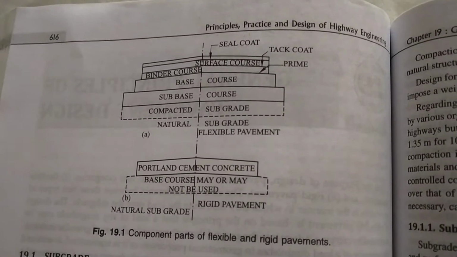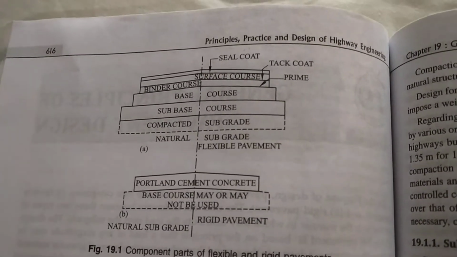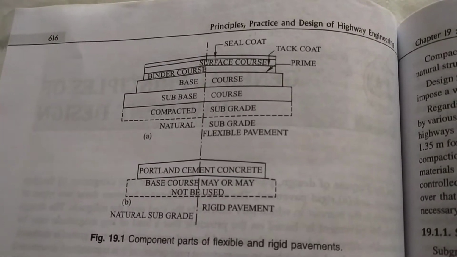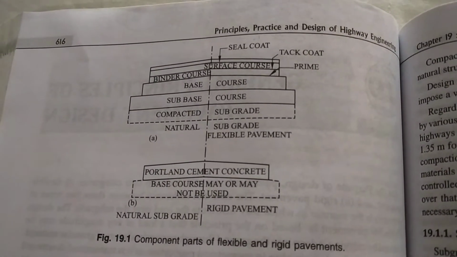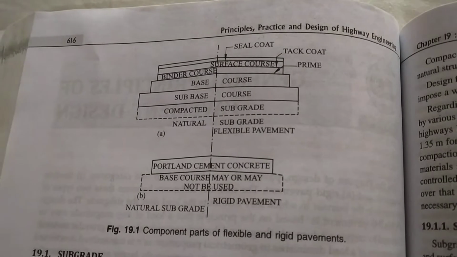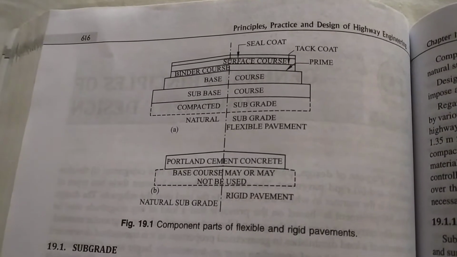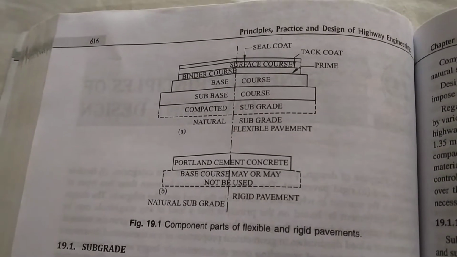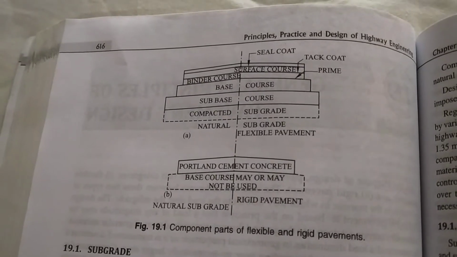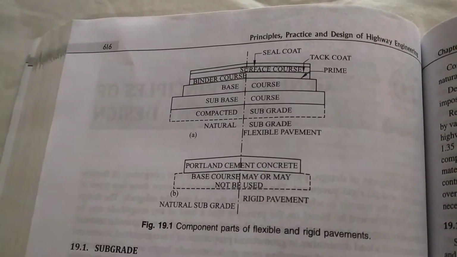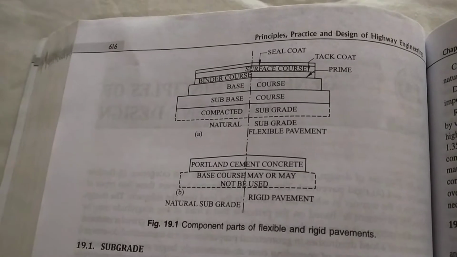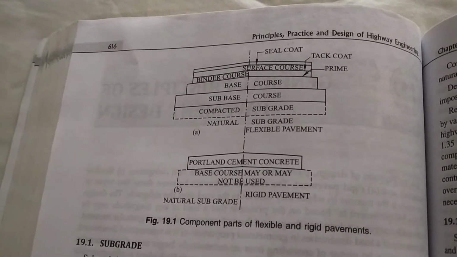Dear students, in this video I am going to discuss the different types of pavements. So let us first know what pavement is. Pavement is the durable surface of a road. The primary function of the pavement is to transmit the load to the subbase and underlying soil.